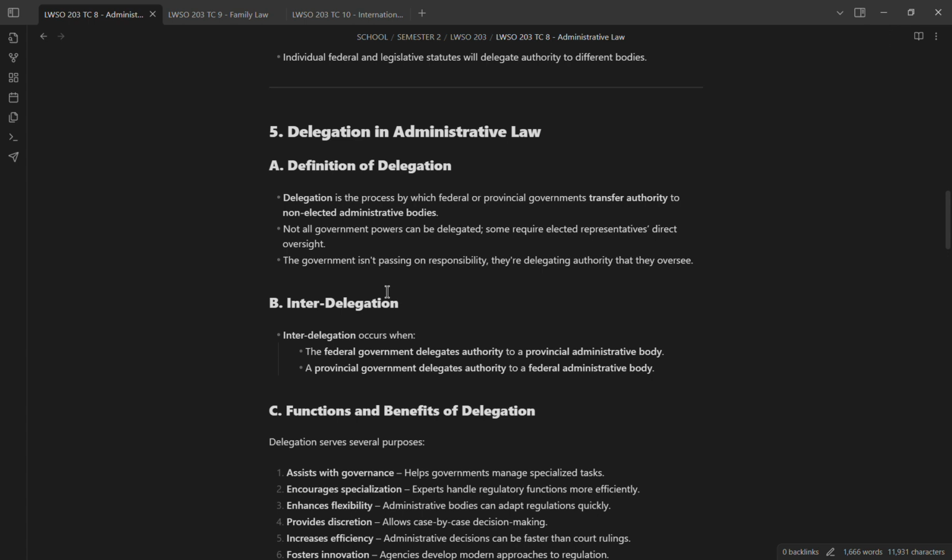And this is a huge thing in administrative law, right? Because that's part of what administrative bodies are. They are a delegated authority being overseen by the government to manage government public relations.